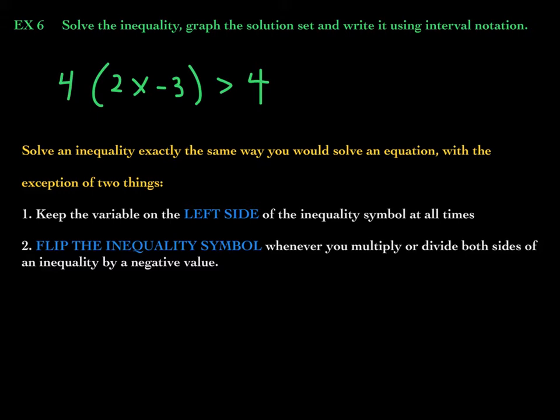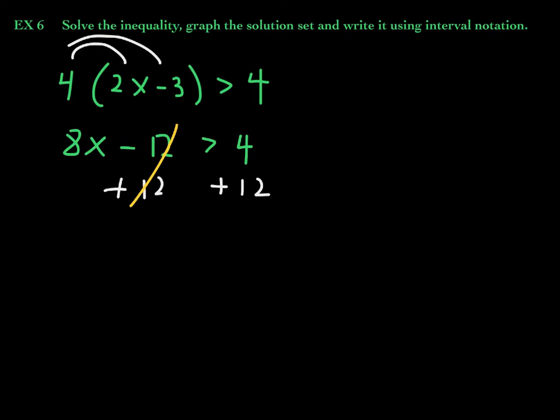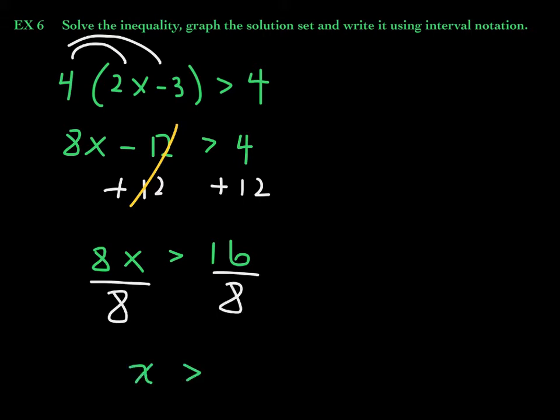All right, so let's go ahead and solve this inequality, and let's approach it the same way we would approach an equation. So that means let's distribute the 4, and then you would be left with 8x minus 12 is strictly greater than 4. Let's isolate the variable by adding 12 to both sides. When you add negative 12 and positive 12, you get 0. So then you have 8x plus 0, which is just 8x, is strictly greater than 16. Let's divide both sides by 8, and you have your solution, which is x is strictly greater than 2.